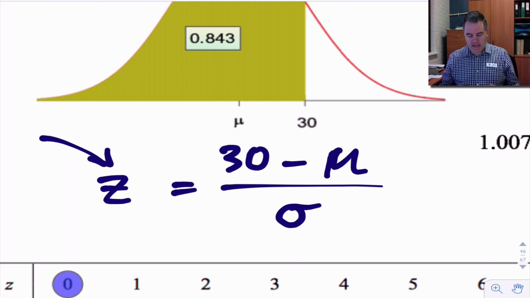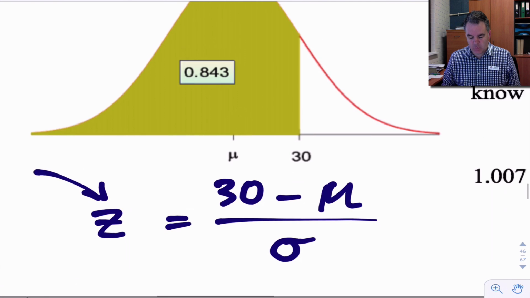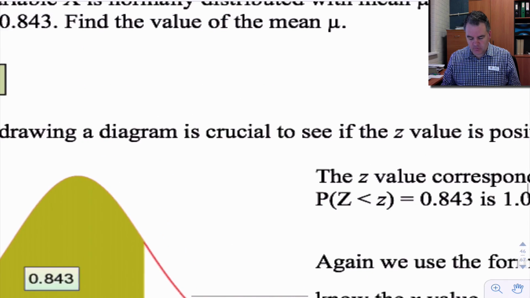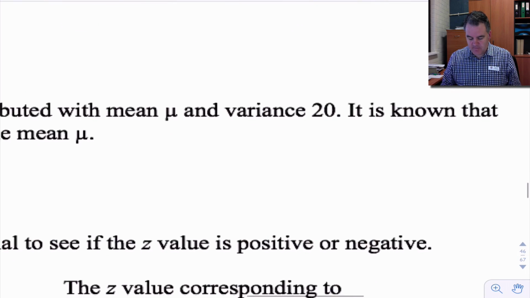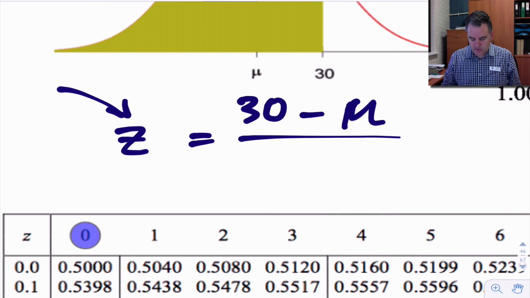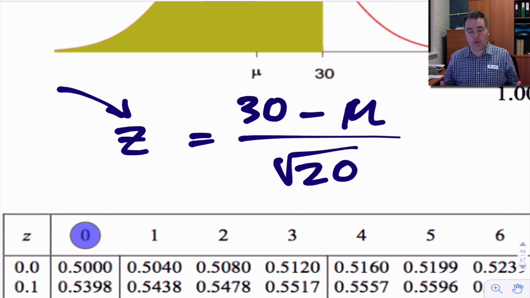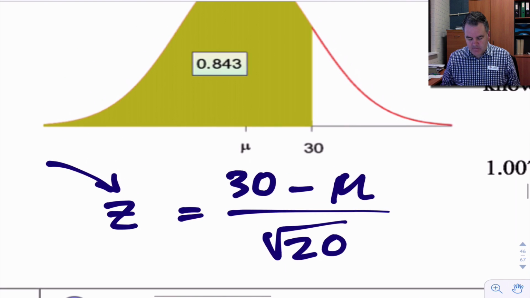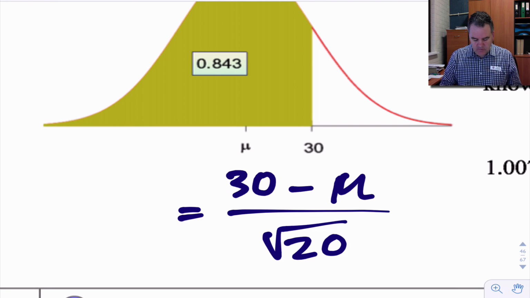So let's look at this formula now and look at the parts that we've got and we haven't got for this situation. So we've got an x value of 30. We don't know the mean. We know the standard deviation. We're told in this question here that the variance is 20, so therefore the standard deviation is the square root of 20. Do we know the z value? Yes, we can work that out. We can work out for this particular situation what's the z value so that all of the area from this point down is 0.843.